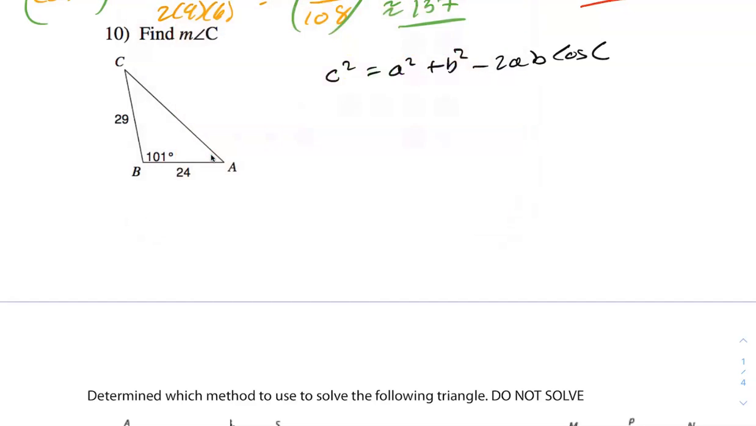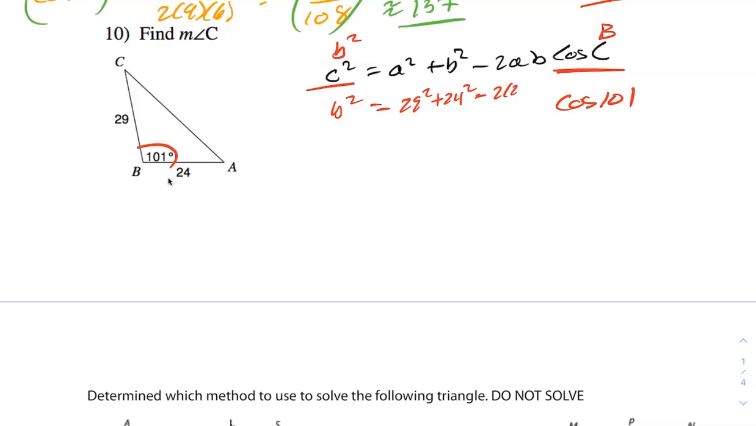Now, it's cosine C, but the angle I have is B. So just kind of like when we did the other one, you can only use what angle you have. So if this is my angle B, that makes this what I'm looking for. So it's going to be B squared equals cosine of 101. And then all this are the other two sides. So 29, 24. That's all it is.